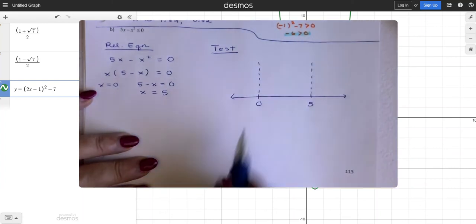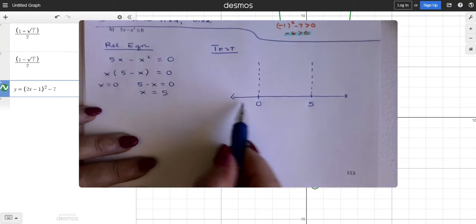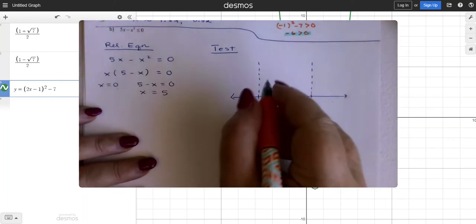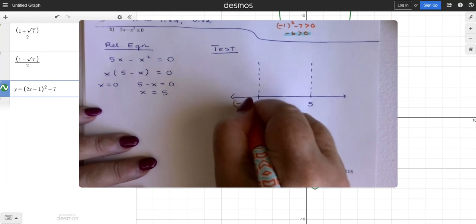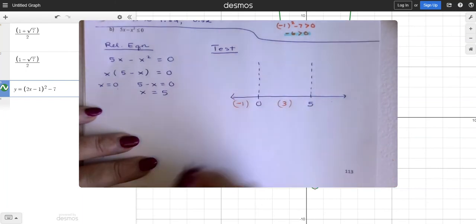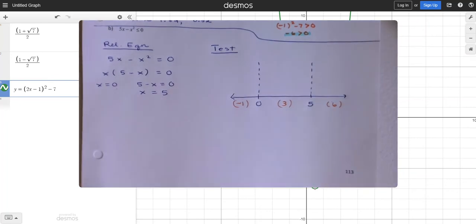Okay. That creates kind of 3 zones or 3 intervals on my number line, and I need to test one value of x in each interval. So I'm going to go with -1. Oh, let's go with +3 and 6. Again, you've got some free choice on those. As long as you pick within each interval, you're fine.